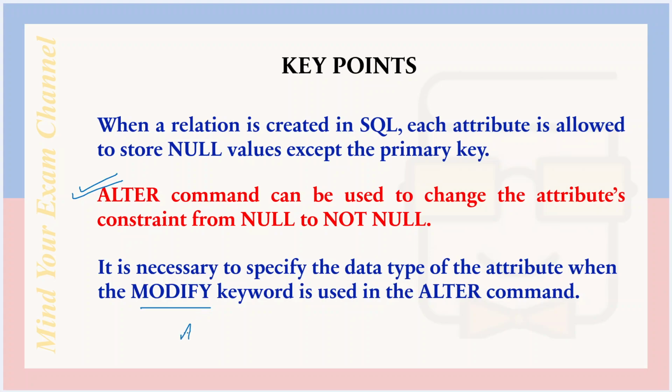Along with the alter and modify keyword, you need to specify the data type of the attribute also when changing its restriction from null to not null. That means if an attribute is originally allowed to store null values and now you want to impose that a particular attribute should not be allowed to store null values, in that case you use the alter keyword of SQL along with the modify keyword, specify the data type of that attribute and make the changes.